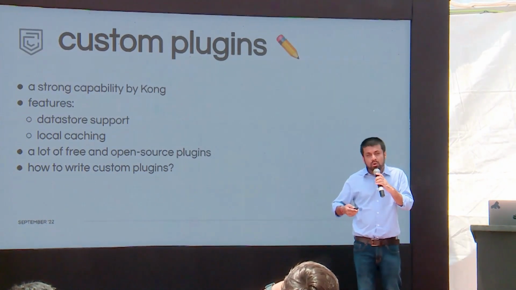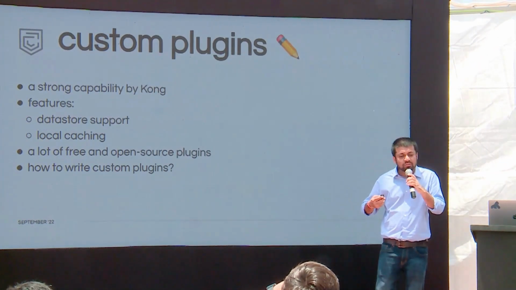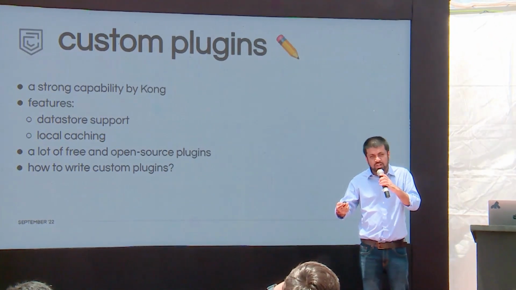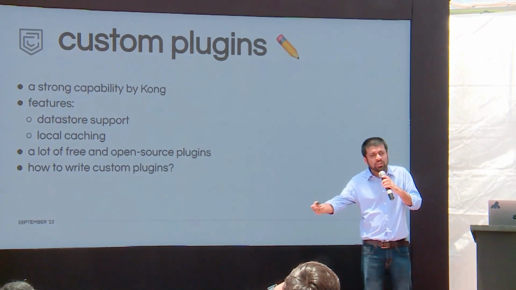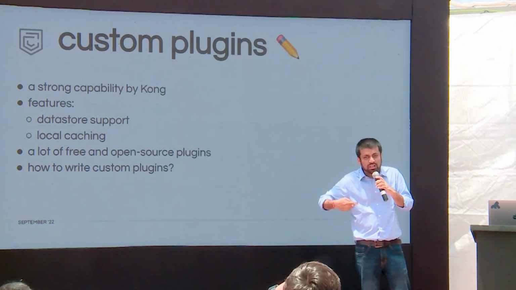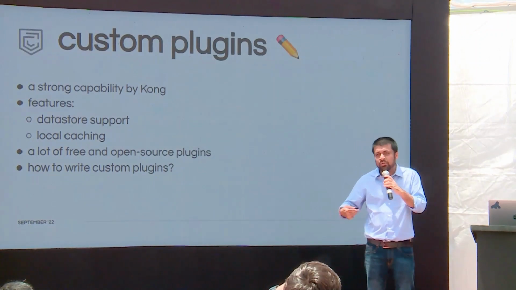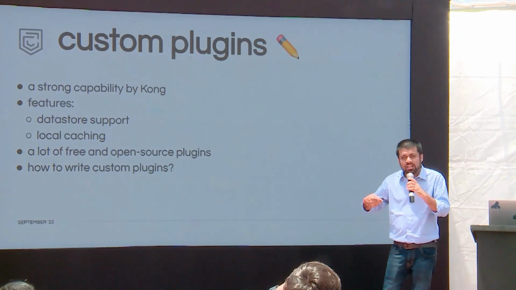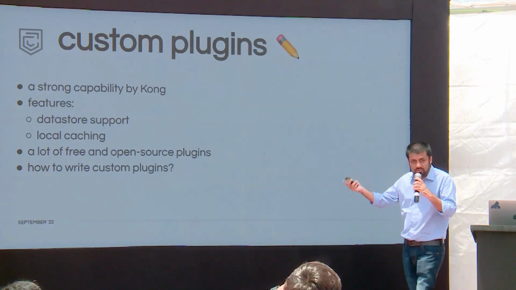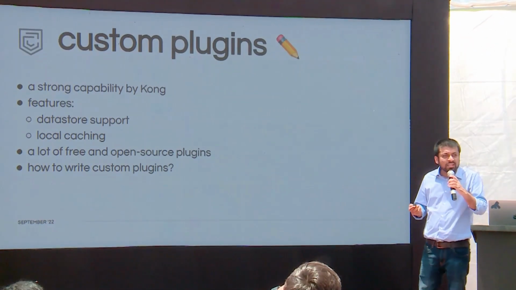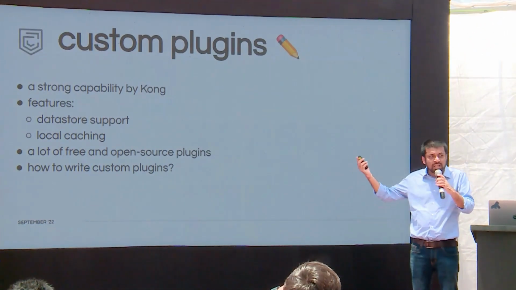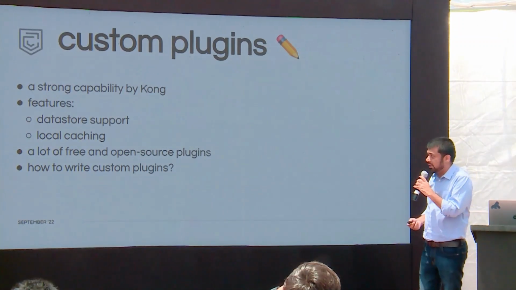It also allows local caching of the entities. So when your request comes to the Kong node, it need not go to the database every time. It can locally cache whatever data you need and serve it from there. That's why it is also fast. And these things come out of the box, so you don't have to put any effort into building all these capabilities.